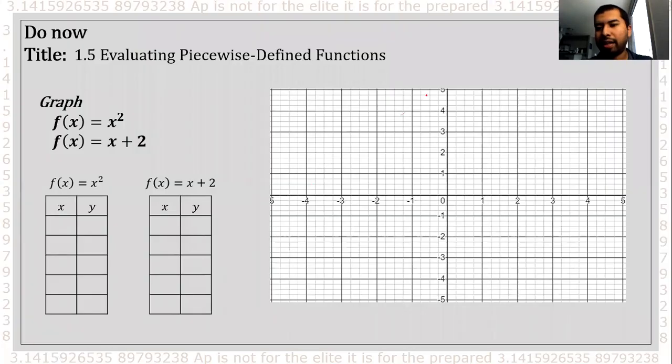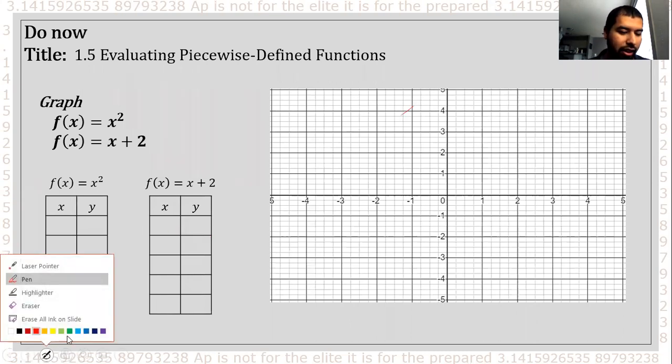Just before we begin, I want to go ahead and remind you of what a piecewise function is. It's pretty much a set of functions that were restricted so they don't overlap. So let's look at this one. I've got x squared and I've got x plus 2. The easiest way to do it is to remember how your parent functions look. You can pretty much use transformations.